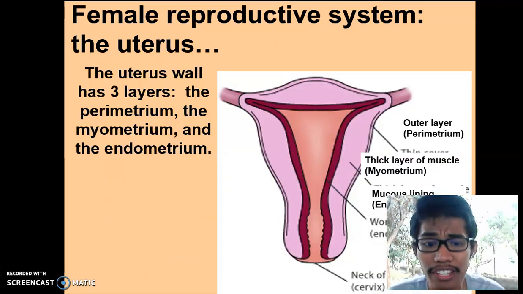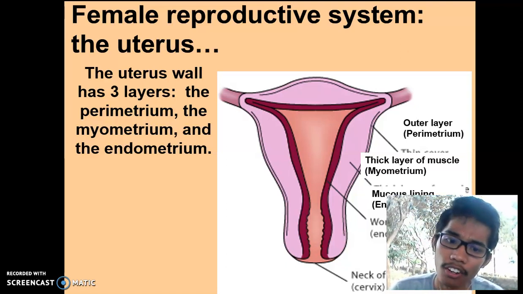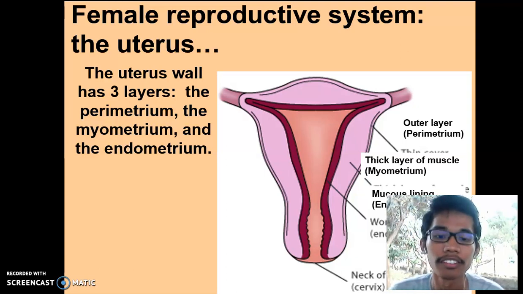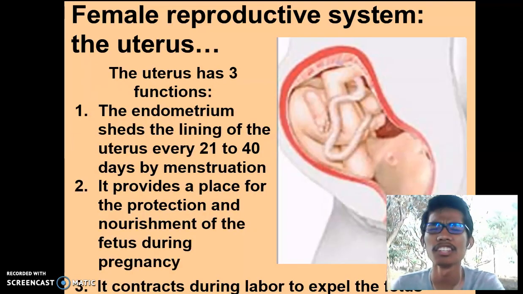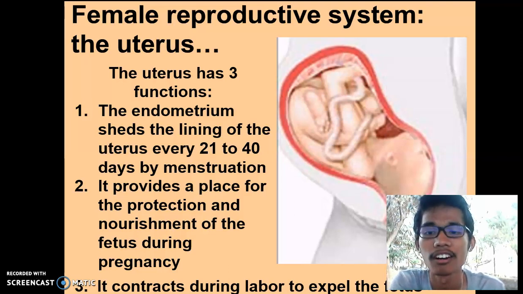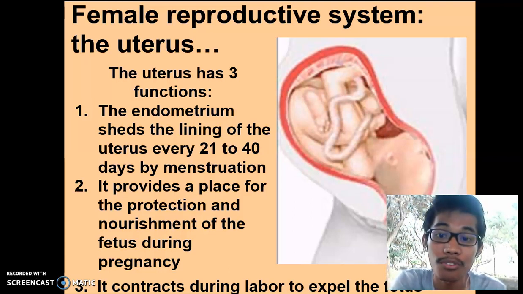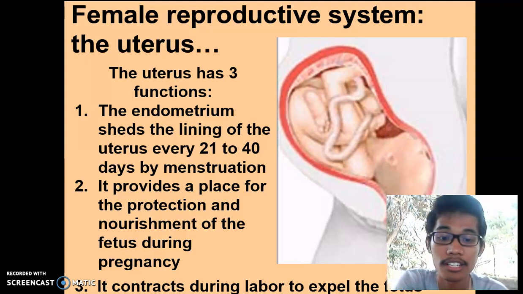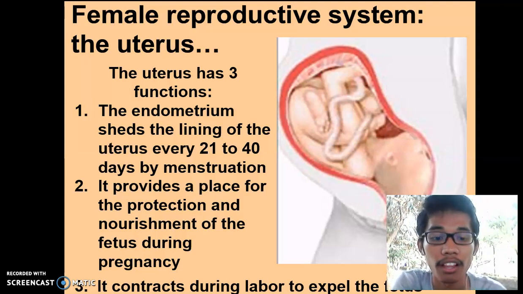The uterus wall has three layers. The outside layer is called the perimetrium, the muscular inside layer is called the myometrium, and the mucous membrane lining the uterus is called the endometrium. The uterus has three functions. First, the endometrium sheds its lining every 21 to 40 days by menstruation. Second, it provides a place for the protection and nourishment of the fetus during pregnancy. Third, it contracts during labor to expel the fetus.